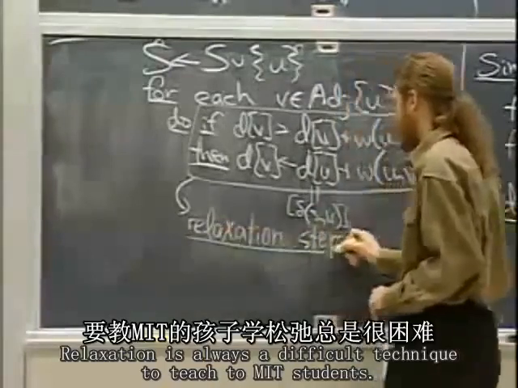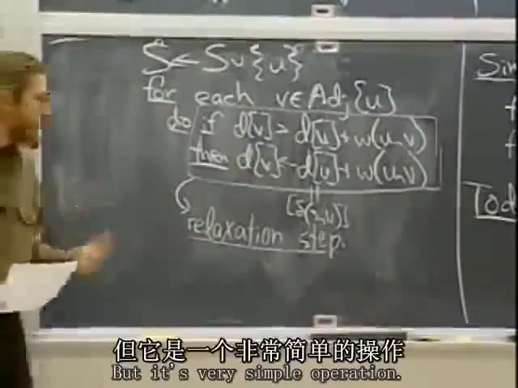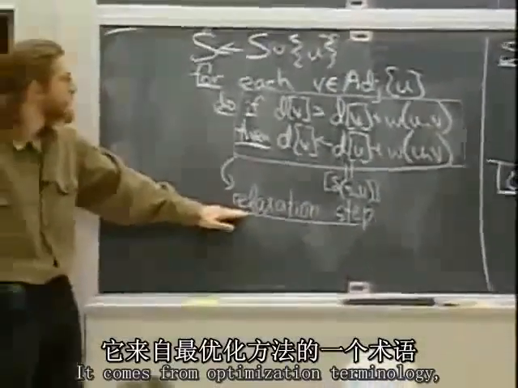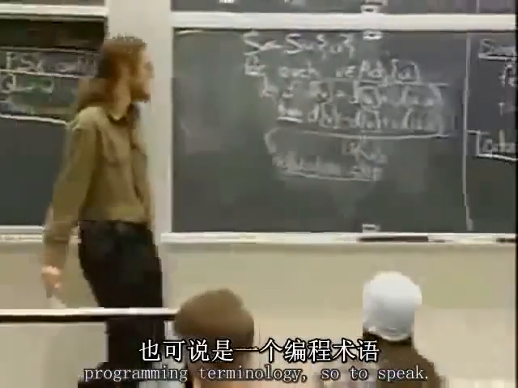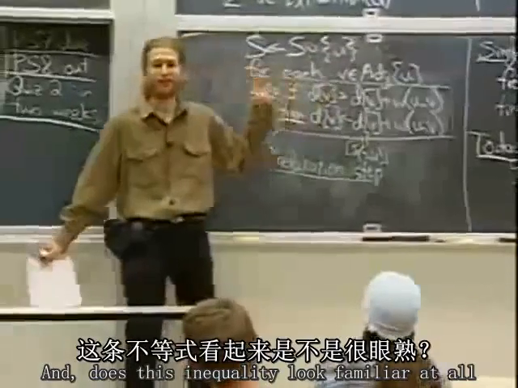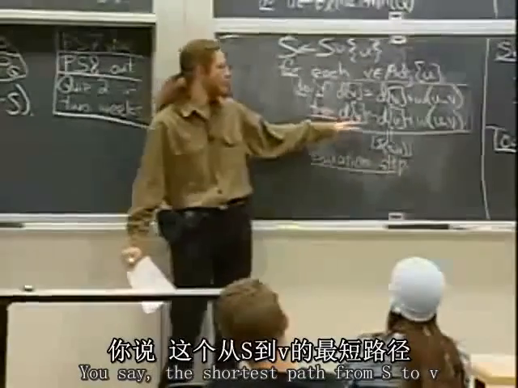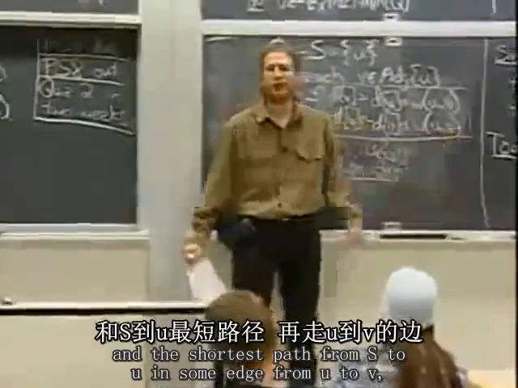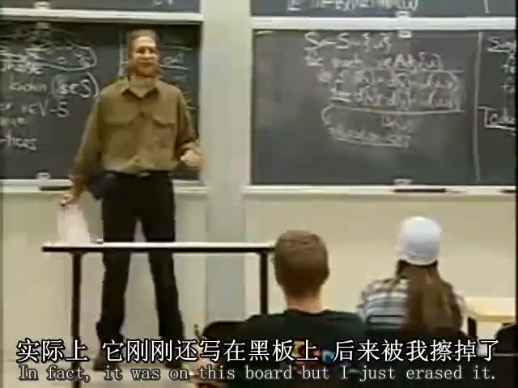Relaxation is always a difficult technique to teach to MIT students. It doesn't come very naturally, but it's a very simple operation. It comes from optimization terminology, programming terminology, so to speak. And can anyone tell me, does this inequality look familiar at all? Especially when you start writing it this way. If you say, well, the shortest path from S to v and the shortest path from S to u and some edge from u to v, does that look like anything we've seen? In fact, it was on this board, but I just erased it. Triangle inequality, yeah.